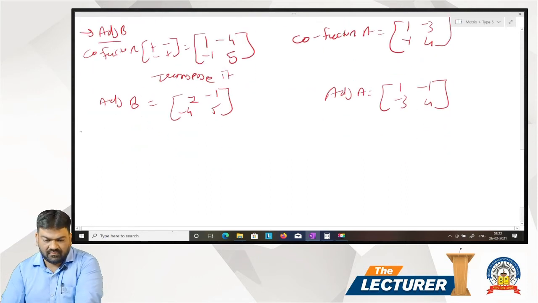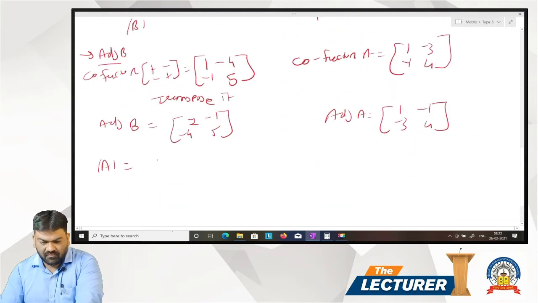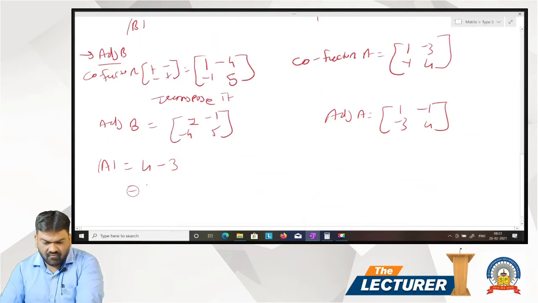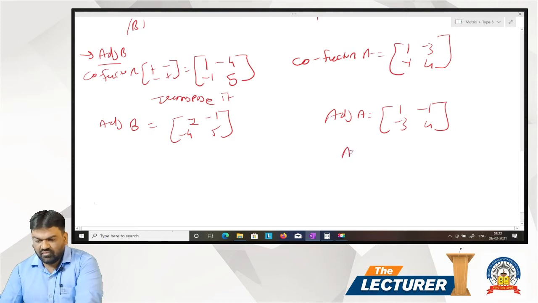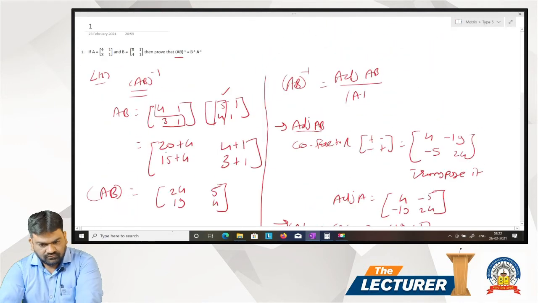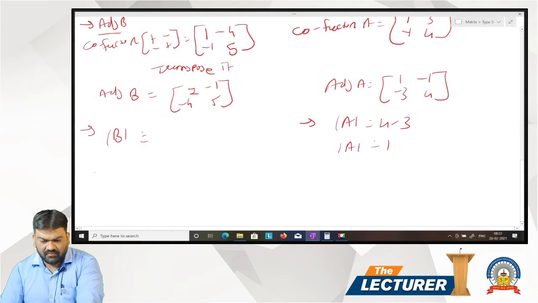Now determinant of A. 1 multiplied by 4, that is 4, minus 3 multiplied by 1, that is 3, so 1. Sorry, this is B. Adjoint of A, 4 minus 3, that is 1. This is determinant of A. Same way, determinant of B: 5 multiplied by 1 is 5, 4 multiplied by 1 is 4, that is 1. This is determinant of B.